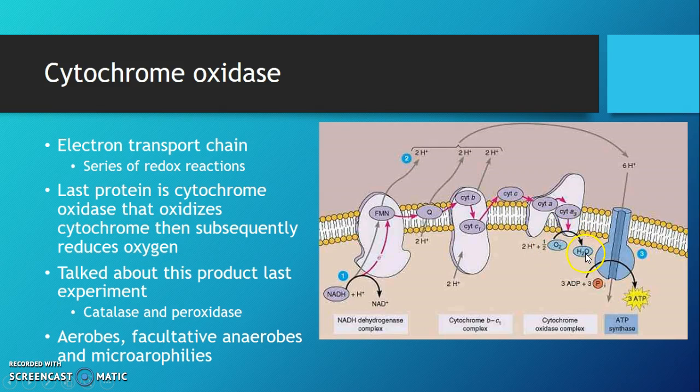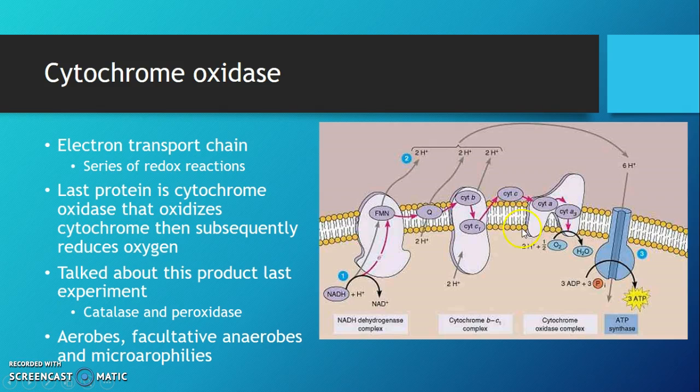But there's a couple different ways we can get hydrogen peroxide that we didn't talk about. So testing for the presence of cytochrome oxidase, this protein right here, is going to be very important. And it's another way of measuring oxidative phosphorylation, or aerobic respiration, rather.